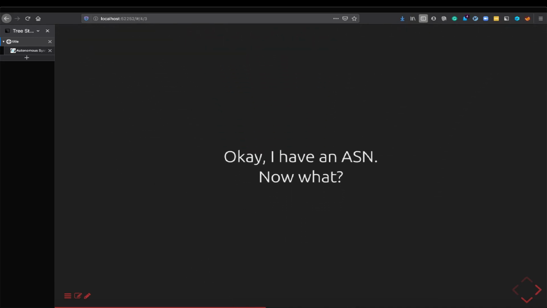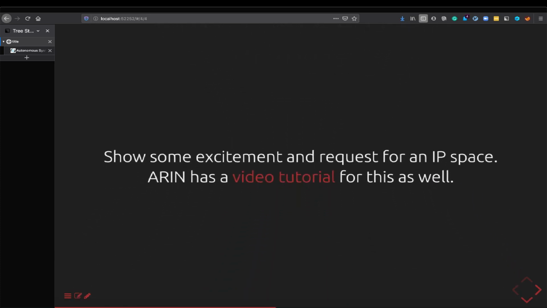Now let us consider that we have gone and requested an ASN and we have got the autonomous system number for ourselves. The next step would be to request an IP space. ARIN again has a video tutorial for this as well, so I'm not going to cover that. It's just again filling out a couple of forms, and you need to give your organization ID and the point of contact's email ID and all of that. It's quite simple. You can just watch this video to get more info about how to fill out the forms.